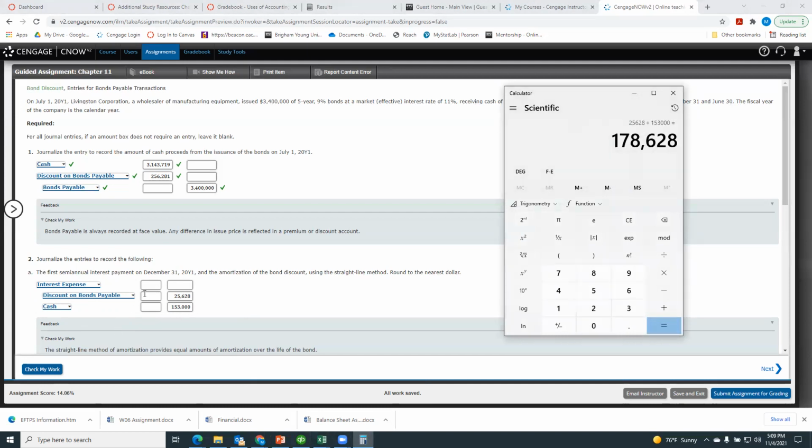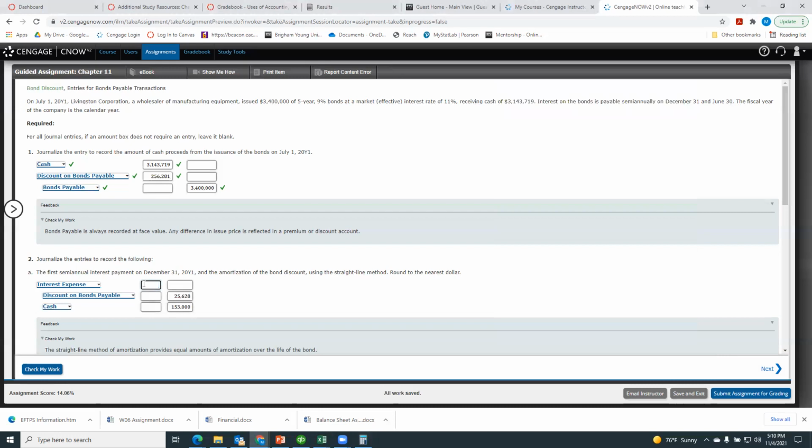for that period, 178,628. So another way of saying this is the bond has a total interest expense each 6-month period of $178,628. We're going to pay out $153,000 in cash, and the rest of that expense comes from the amortization of the discount. Remember, I said before that the discount is the difference between the amount of cash we got and the amount we're going to have to pay back. So it's an additional expense or cost of borrowing that money.